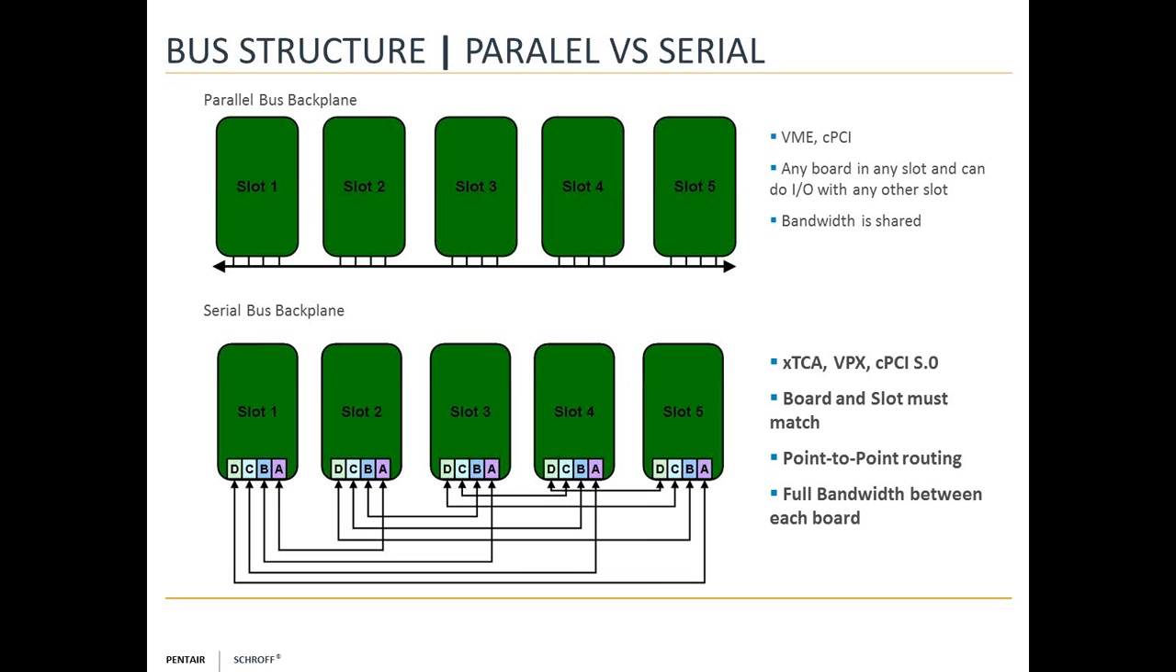So the next generation of systems, such as PICMG, the VME64X, the VPX, and Compact PCI Serial, actually utilize a serial bus architecture rather than parallel. With the serial bus, you get full bandwidth between each board via a direct connection, and you can achieve higher data transfer rates. And with this point-to-point routing, all connections can send and receive information simultaneously, which allows you to get full bandwidth between each board.